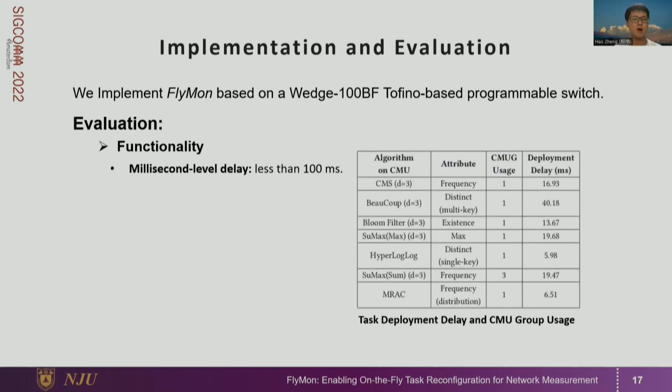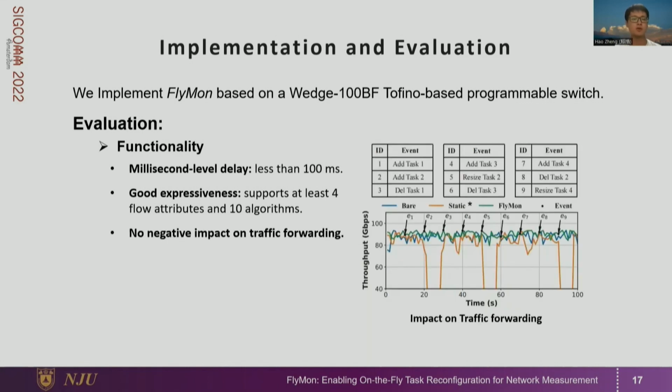Firstly, we found measurement tasks can be deployed at the millisecond level. FlyMon has good expressiveness. One CMU group is sufficient to support 4 common flow attributes. We also evaluate the impact of reconfiguration events on traffic forwarding. We use iPerf to generate TCP traffic and measure the throughput of the traffic. We found FlyMon has no side effect on traffic forwarding. In contrast, the compile phase reconfigurations will interrupt the traffic for several seconds.